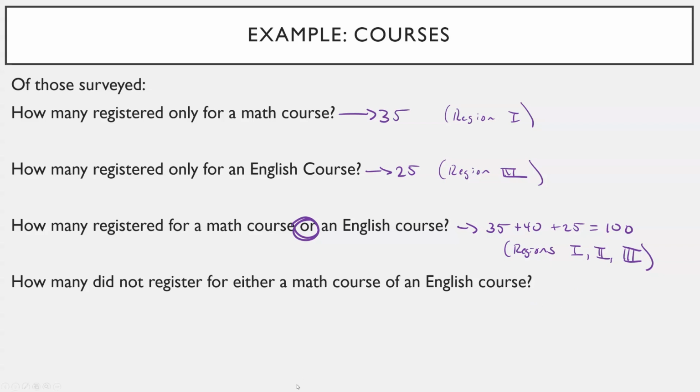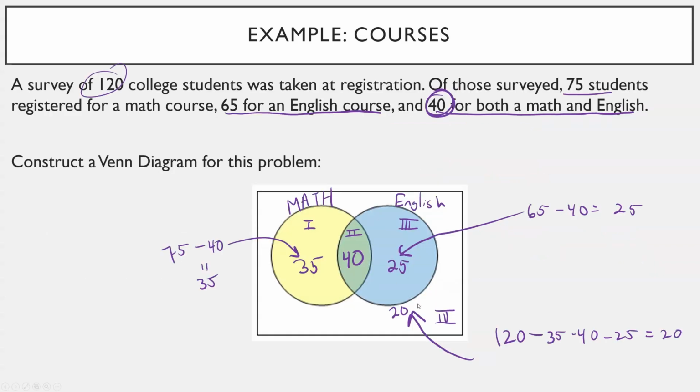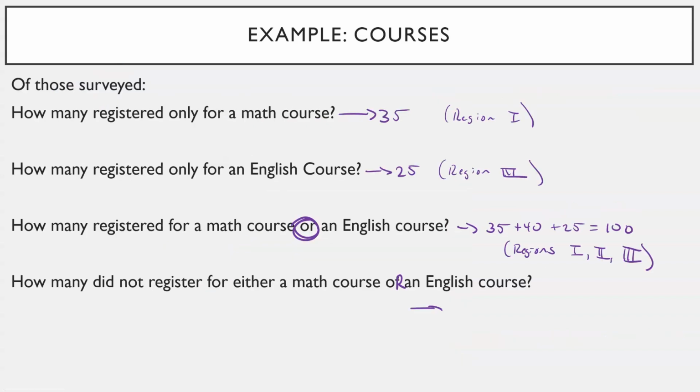And now how many did not register for either a math course or an English course? Well, that would just be the people in region 4 outside there. So that would be the 20 students.